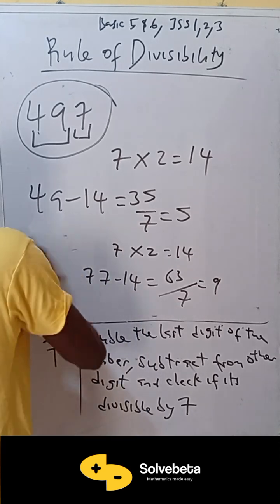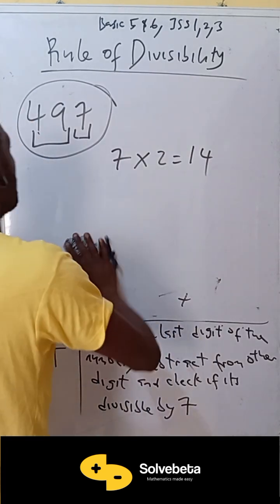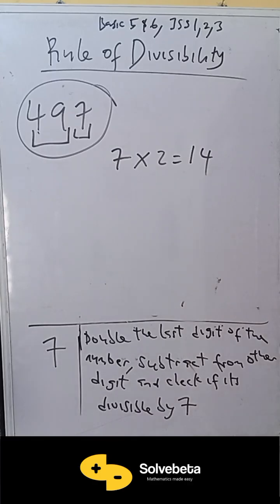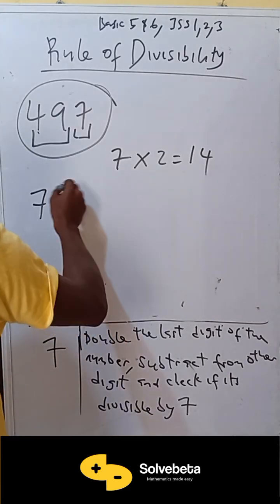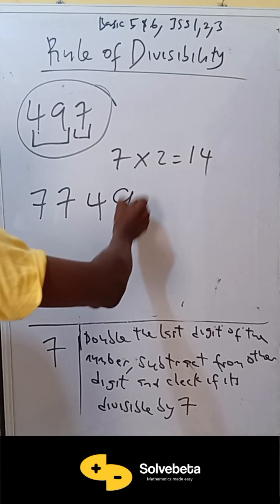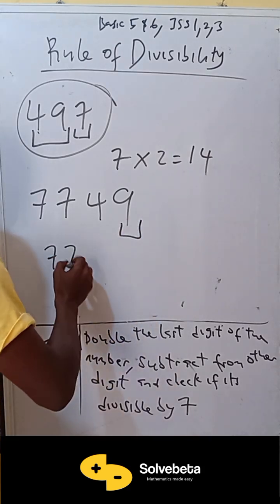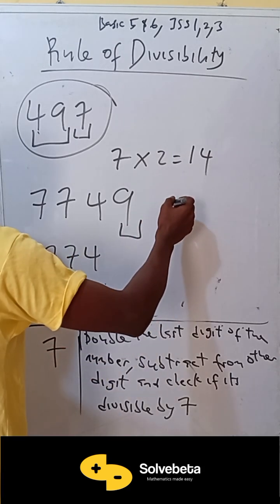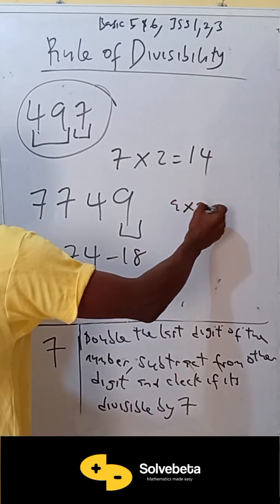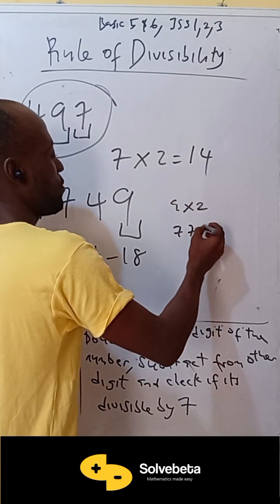Let me look for a number that can be divided by 7 that does not end with 7. Okay, let me give 7749. How do you know that this number can be divided by 7? The last digit is 9. So 9 times 2 is 18, right? So 774 minus 18.